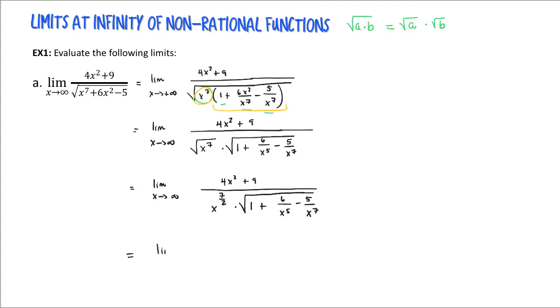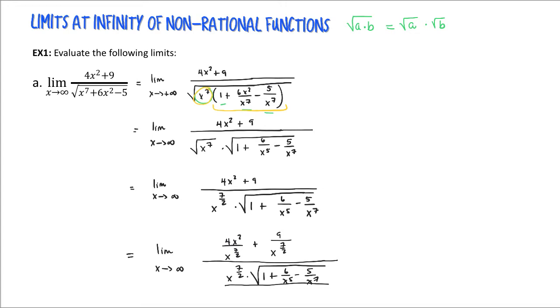This will be equal to the limit as x approaches infinity of 4x squared over x to the 7 over 2 plus 9 over x to the 7 over 2. All this divided by x to the 7 over 2 times this square root here, 1 plus 6 over x to the 5th minus 5 over x to the 7th, and this will also be divided by x to the 7 over 2.